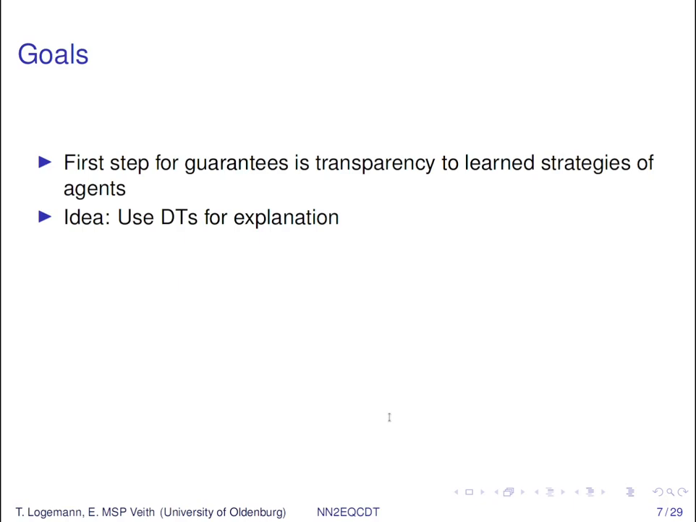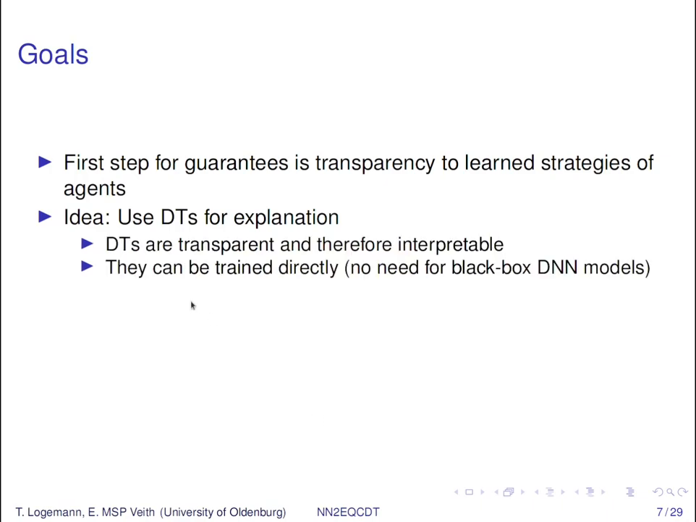The first idea: one could use decision trees for explanation because they are transparent and therefore interpretable. They also could be trained directly, so there would be no need for black box DNN models.